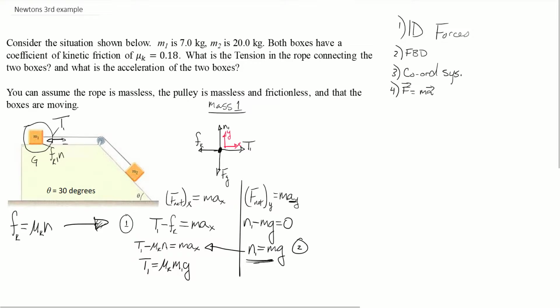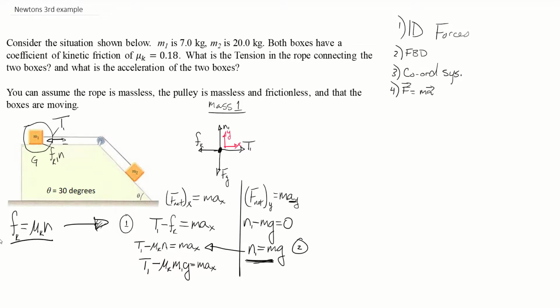Got way ahead of myself there. So this should actually be T1 minus mu k m1 g, and that is equal to mass times acceleration in the x direction. So again, we've used our model for kinetic friction, how we can quantitatively calculate the magnitude of the force of kinetic friction, and we've used equation 2 here to solve for the normal force.